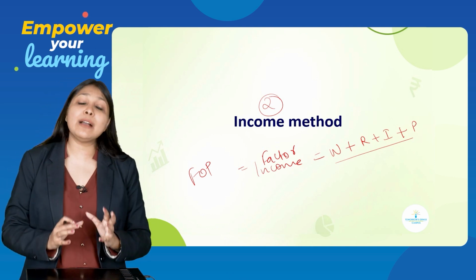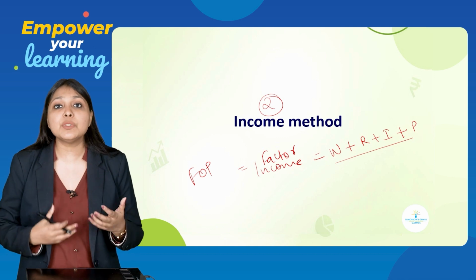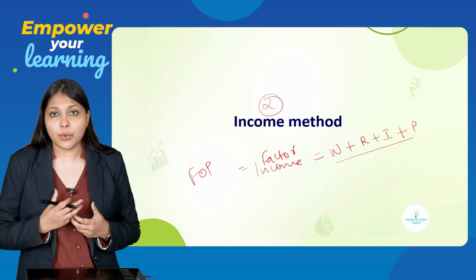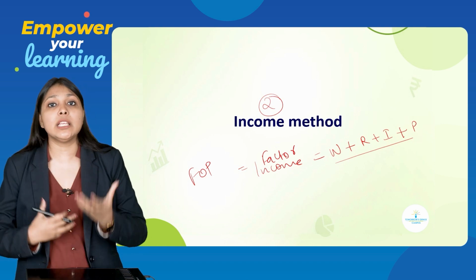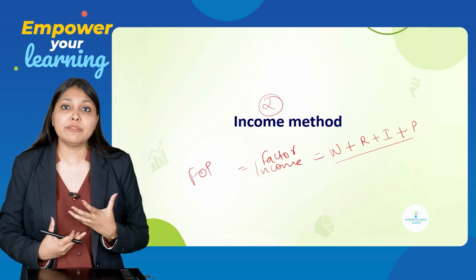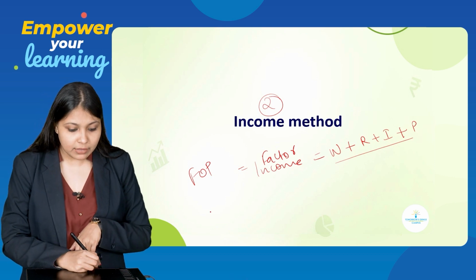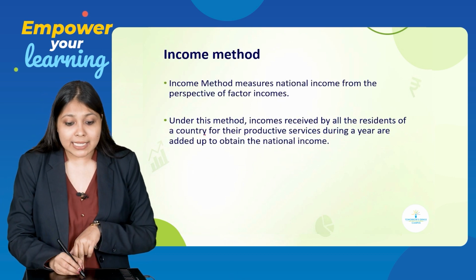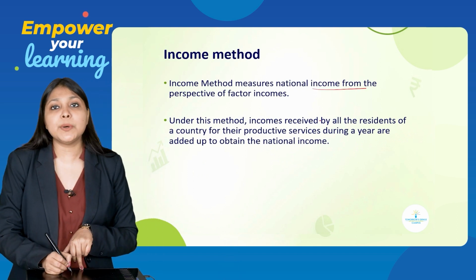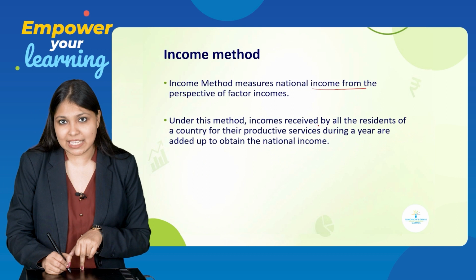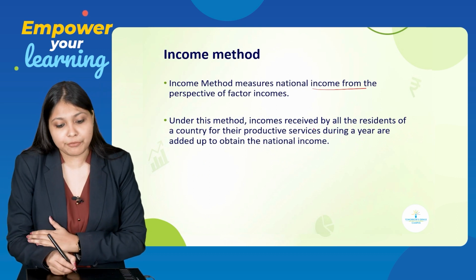So, in this income method, we will be only including the incomes of the people. The income of the people will be summed up, and with the help of that we will find out the value of national income. So, let us move ahead with it. The income method measures national income from the perspective of factor income: rent, wages, interest and profit.